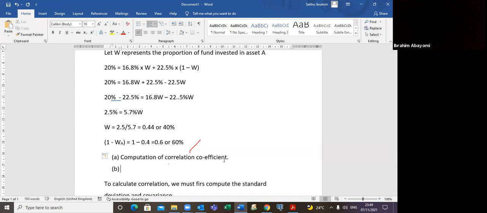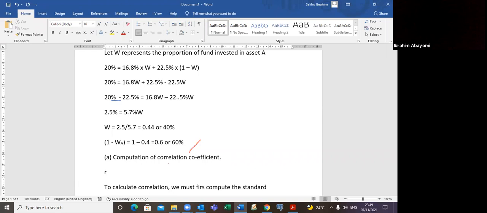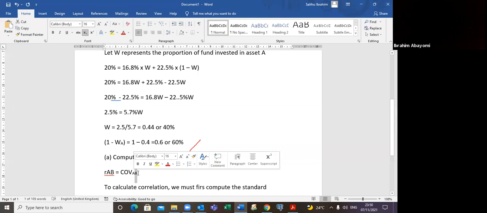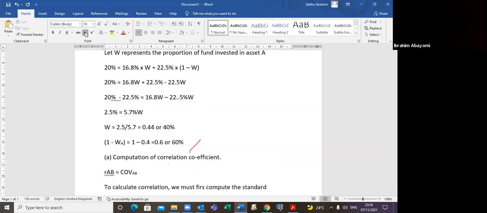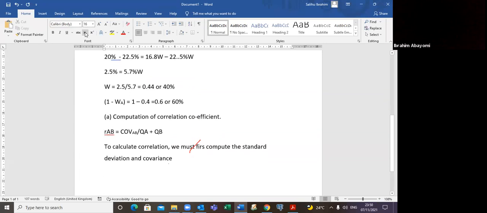So let me give the formula here. My correlation is given as RAB. RAB is equal to covariance AB all over standard deviation of A times standard deviation of B. So our first task is to compute standard deviation for these two investments.